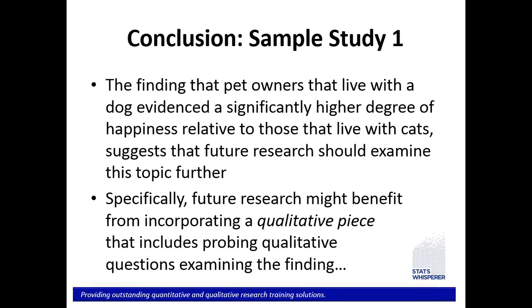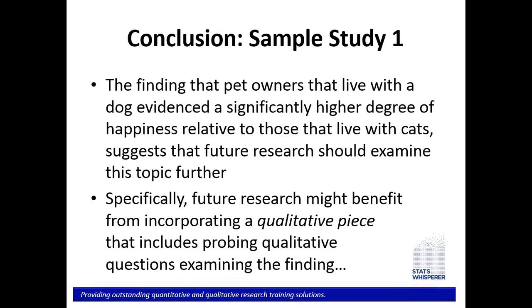So here's what we might say. The finding that pet owners that live with the dog evidence a significantly higher degree of happiness relative to those that live with the cat suggests that future research should examine this topic further. Now here's a big recommendation when you're getting to the end of a quantitative study. Specifically, future research might benefit from incorporating a qualitative piece that includes probing qualitative questions examining the finding.